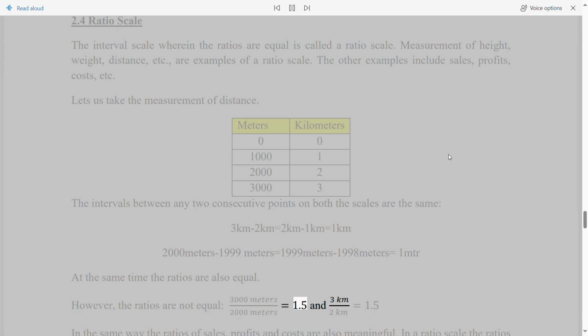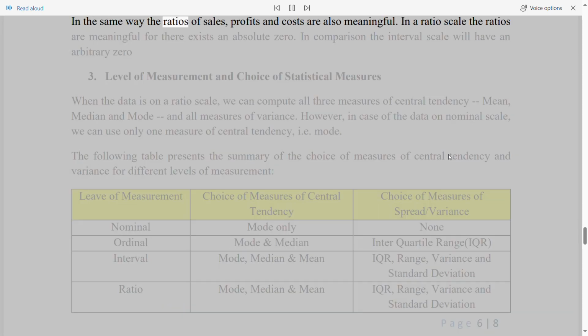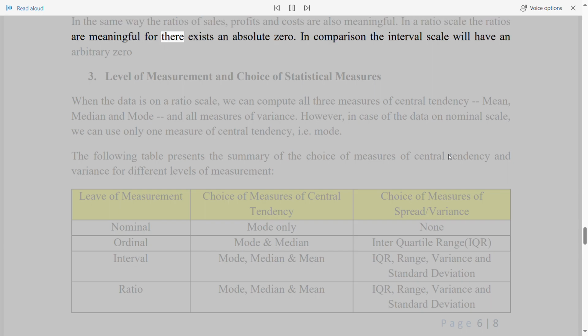3000/2000 is equal to 1.5, and 3/2 is equal to 1.5. In the same way, the ratios of sales, profits and costs are also meaningful. In a ratio scale, the ratios are meaningful for there exists an absolute zero. In comparison, the interval scale will have an arbitrary zero.